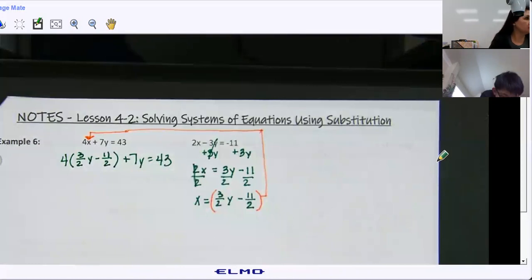43. Okay. Yes, Jamie. What if it did minus 2x instead of plus 3y? You could still do it. It's just going to be a lot more difficult.